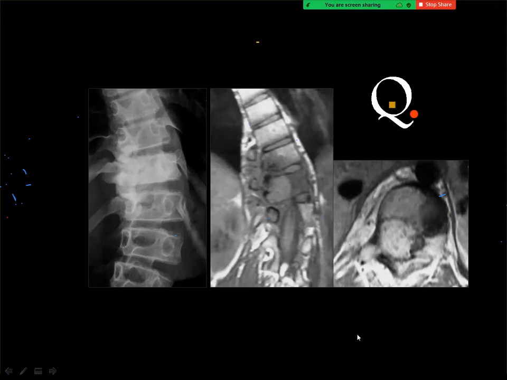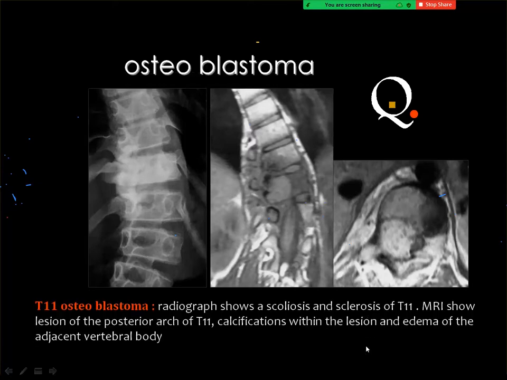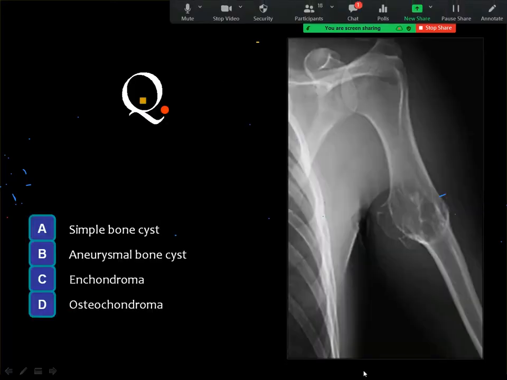Actually, you cannot diagnose osteoblastoma in the skeleton unless it has this classic appearance in the spine of a young person with sclerotic reaction and scoliotic deformity towards the lesion. Next case.